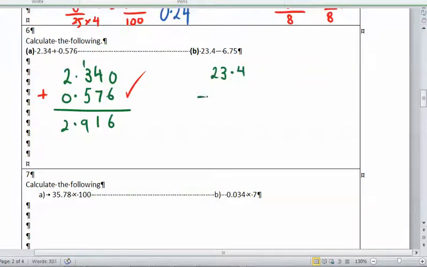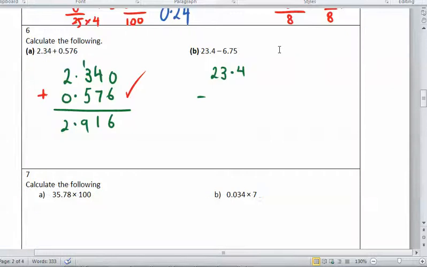23.4 take away. I'm going to get rid of these stupid little dingies. That's better, isn't it? 6. Oops, where's my pen? My pen has disappeared. 6.75. So really important to put the decimal point exactly where it's supposed to be and fill in with any zeros so you don't make as many mistakes.